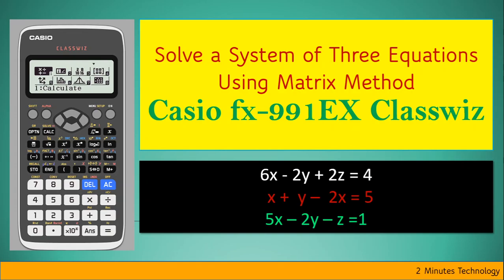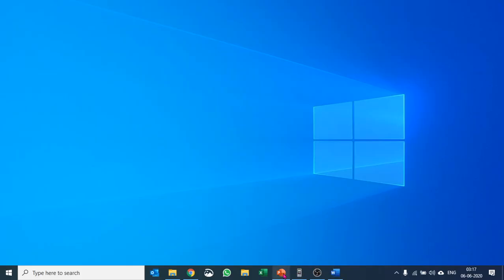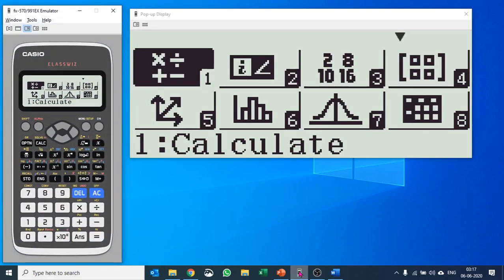So we have three equations for today: 6x minus 2y plus 2z equals 4, x plus y minus 2z equals 5, 5x minus 2y minus z equals 1. And we would like to solve this system of equations using the matrix method. So I am going to use the Casio ClassWiz calculator.